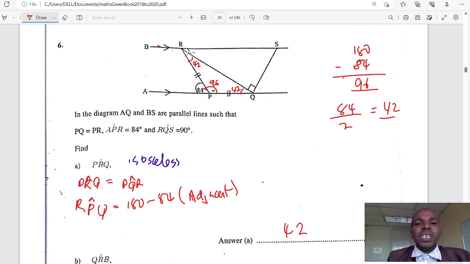Then next, QRB is this one. Right, since this one is 90 degrees, we have Z angles in this case. So Q, where's QR, then B. You have to find this angle first. That is PRB.